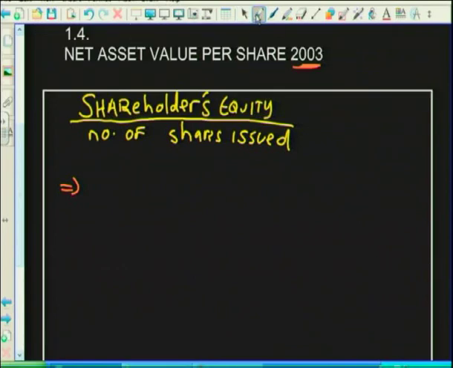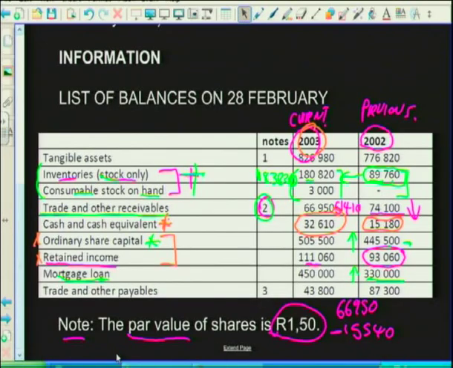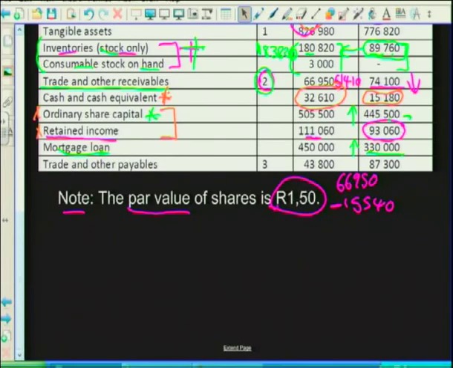So let's take that through. Shareholders' equity is an amount of 616,560. Divide this by number of shares issued. Number of shares issued, again, back to our information. Let's just extend our page quickly. We've got our ordinary share capital for 2003, which is given to us at 505,500. And we are told our par value is 1 Rand 50.